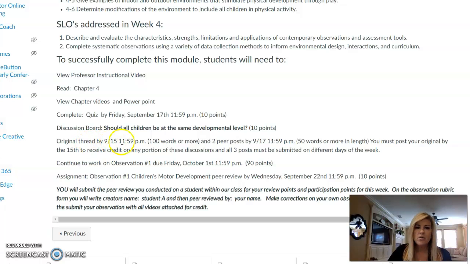Your discussion board this week is, should all children be at the same developmental level? We'll dive into that a little deeper in a moment, but just to reiterate, as I do every week, your original thread is due by Wednesday, the 15th of September, and your 2 peer posts are due by Friday, the 17th at 11:59. You want to make sure that you are posting on 3 different days. You have your original and 2 peer posts. All must be on different days to receive full credit.